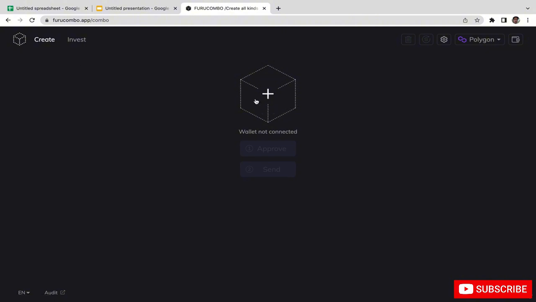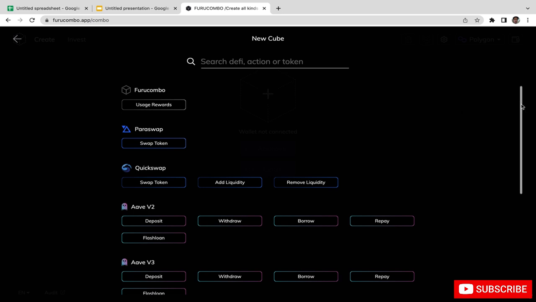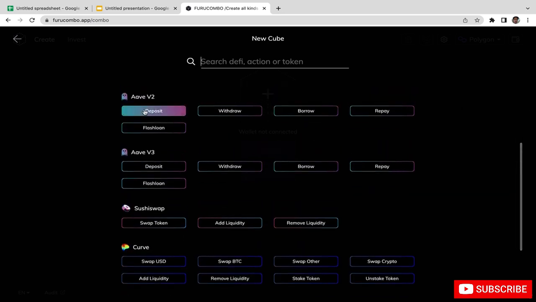Okay, so let's begin. All you need to do is just click on this cube. Click on that cube and scroll down. Notice that you have two different Aave. The first one here is Aave version 2 and the second one here is Aave version 3. If you're asking me which one to choose, personally I don't have a preference, but the fact that Aave version 3 exists here, I'm just gonna go with the newer version, obviously. So there are 5 different options here: deposit, withdraw, borrow, repay, flash loan. Since we are going to do flash loan arbitrage trading, we're just going to click on this flash loan.